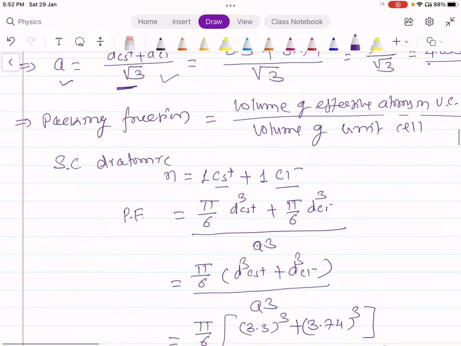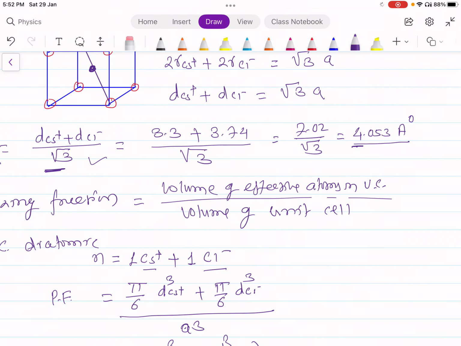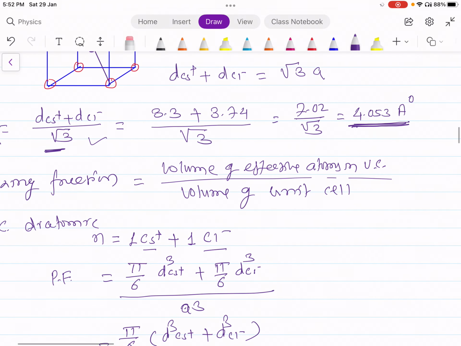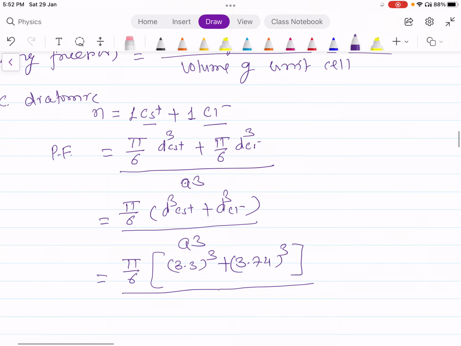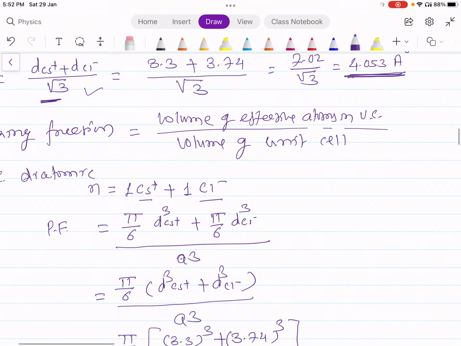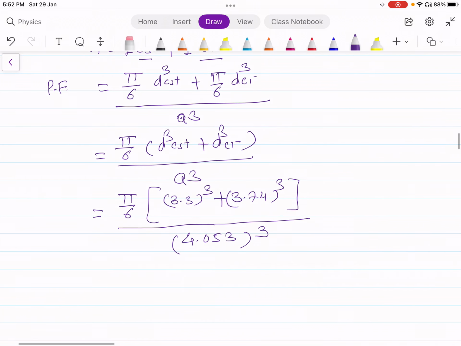I know the value of a. We have just calculated the value of a. This is the value of a. I am not converting. We are keeping all this in angstrom unit. So divided by 4.053 and cube of this. This is a cube. So let us simplify this further.